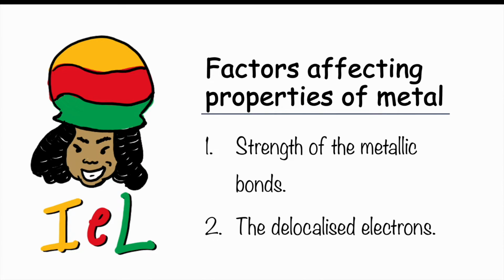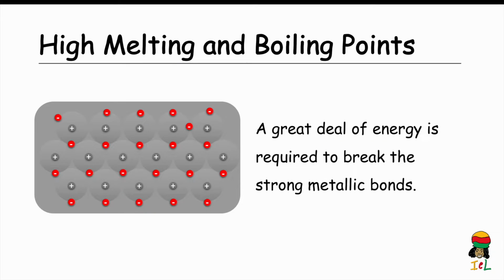Secondly, we have the delocalized electrons, and these are the valence electrons that are moving around the entire metal structure. The delocalized electrons actually explain most of the properties of metals. Metals have high melting and boiling points, and this is so because metallic bonds are very strong, and so a great deal of energy is required to break them.